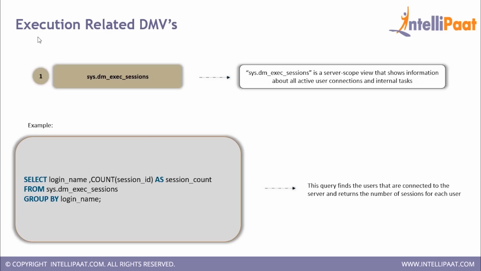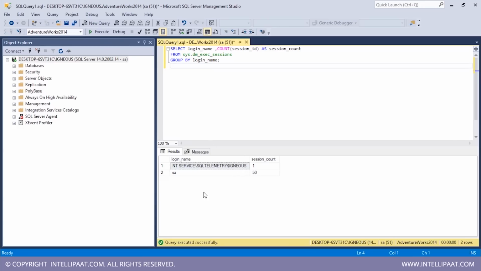So next we have dm_exec_sessions, which shows information about all active user connections and internal tasks. And this command over here finds the users that are connected to the server and returns the number of sessions for each such user. So we see that there are two users currently. One is anti-service Igneous, another is SA. And for the first user, the session count is 1. And for the second user, the session count is 50.